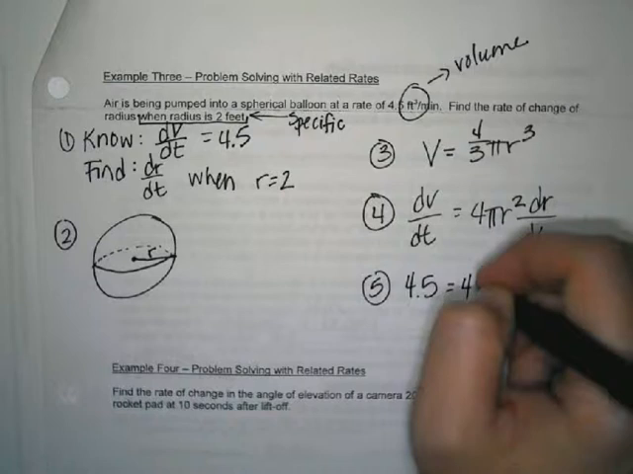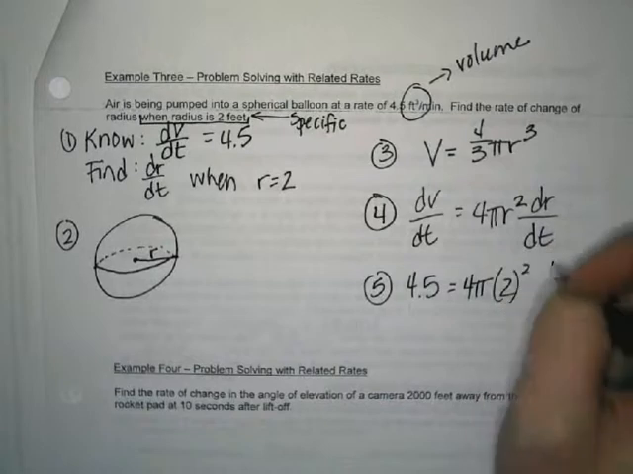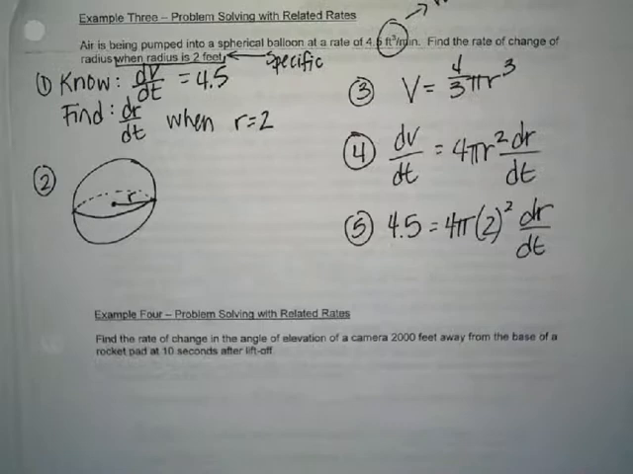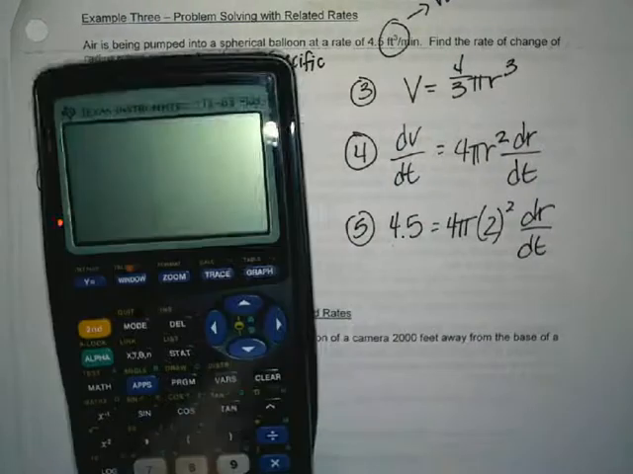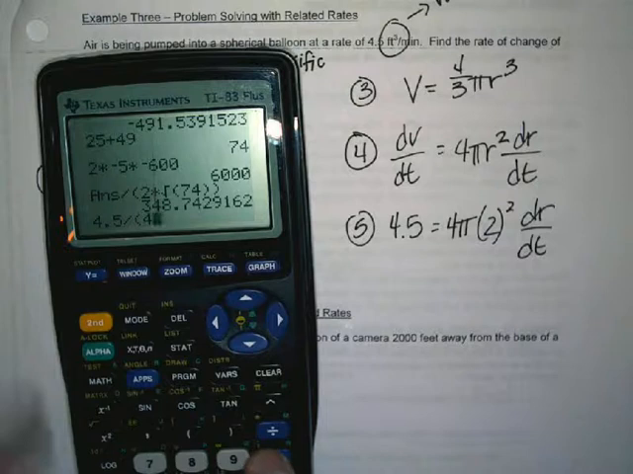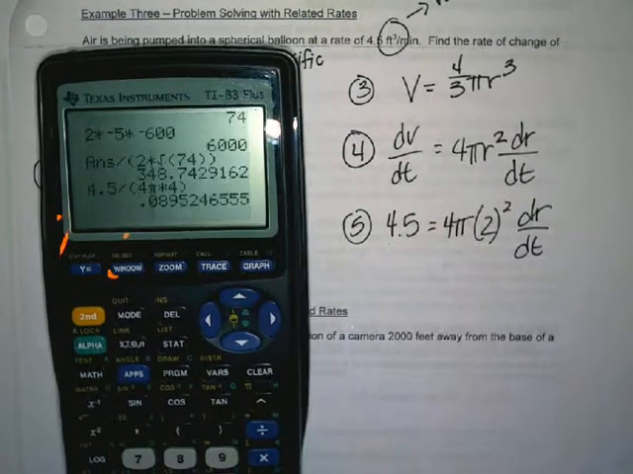4 pi. Do I have a specific for r? 2. And then dr over dt is what I'm trying to find. You should be able to plug in everything except what you're trying to find. And so then I'm going to take 4.5 and divide it by 4 pi times 4, so 16 pi. So take this and divide it by everything over here. And we should get 0.0895.